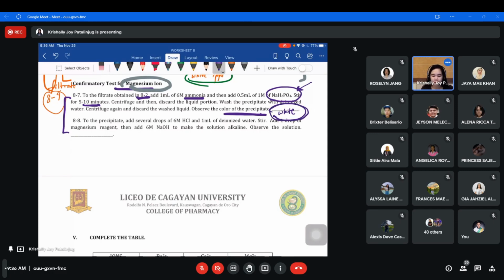To further confirm magnesium ion, since we have a white precipitate, we dissolve it again with hydrochloric acid, then dilute it with water. Then we add another precipitating agent to further confirm that it is really magnesium ion. Magnesium reagent is added. This is just a prepared solution, called magnesium reagent, or magneson reagent, added with sodium hydroxide to make the solution alkaline. Then simply observe the solution. If there are blue flocculent particles in the solution upon adding magnesium reagent, that is also a confirmatory test that magnesium ion is present.